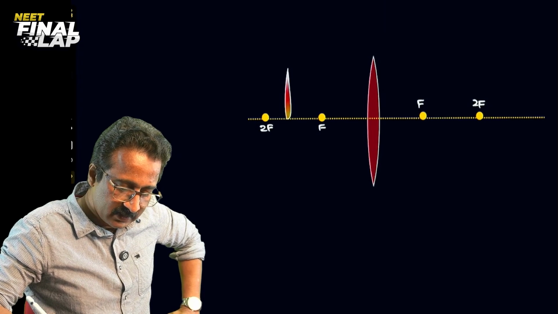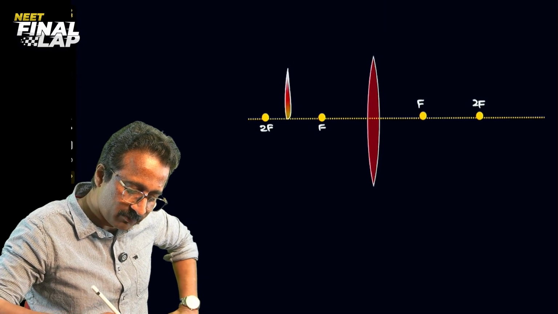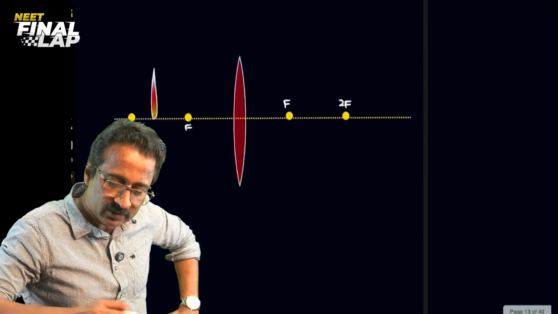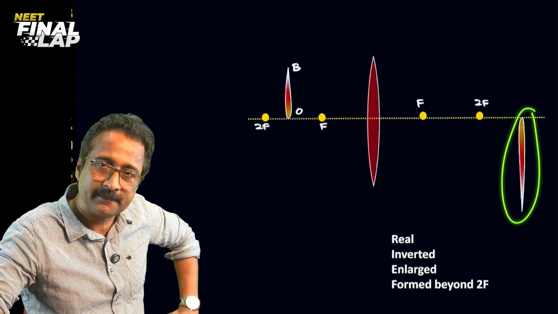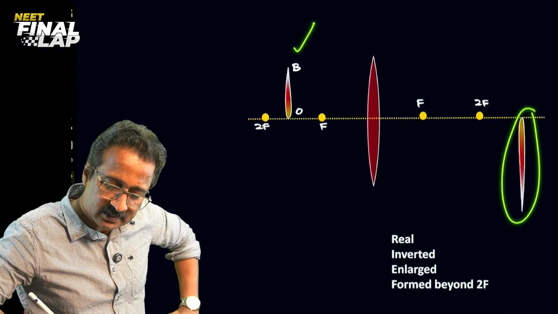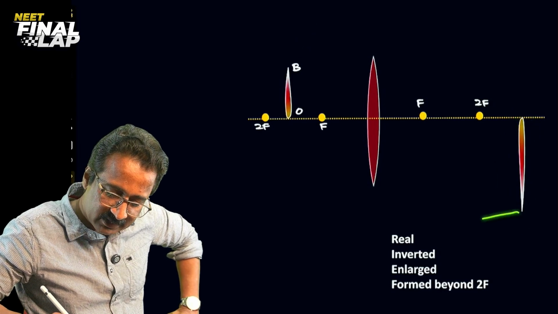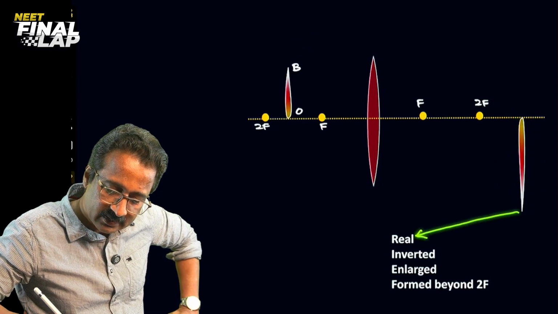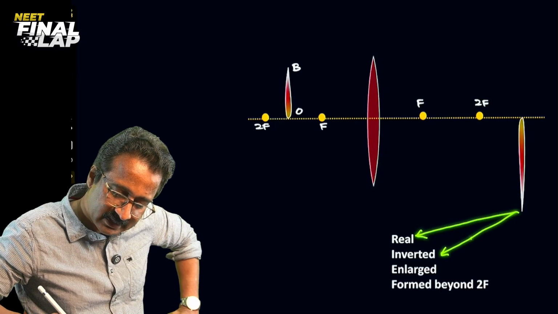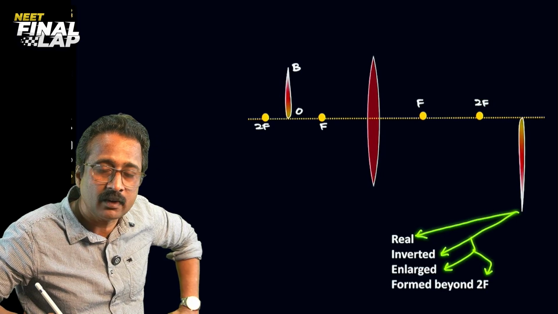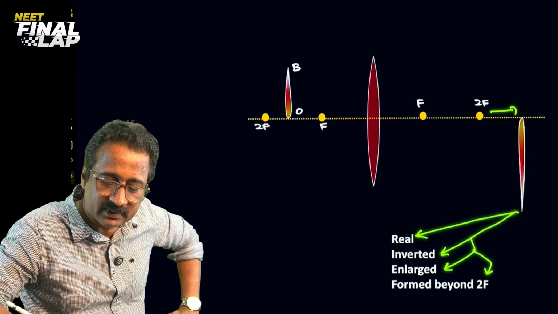Okay. Yes, here is a case where the object is now placed between F and 2F. If you have an object placed between F and 2F, you know where the image is formed? Here. Yes, for this object, this is the image. Now, what is the nature of that image? How does it look? It's real. Yes, it is inverted. Yes, size-wise it is enlarged. And it is produced at a point beyond 2F. This is the image.